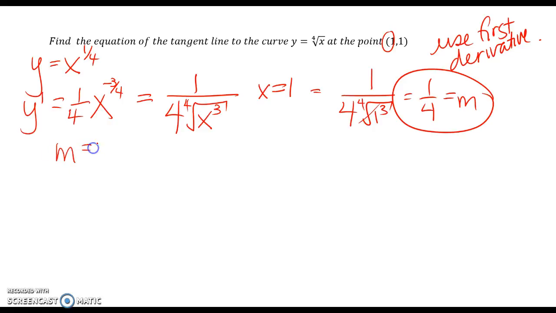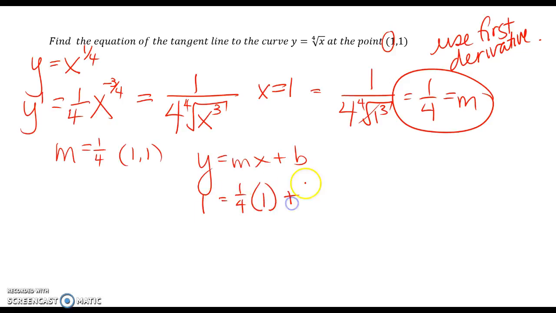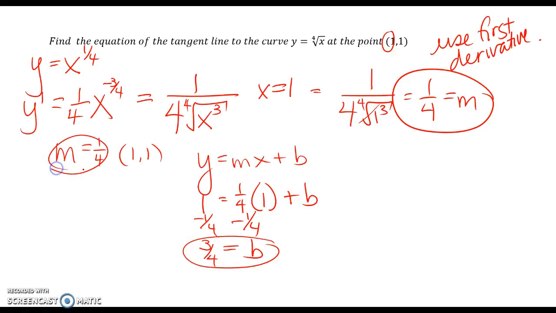So our slope is 1/4, and the point is 1, 1. Go y equals mx plus b. Y is 1, the slope is 1/4, x is 1 plus b. Subtract 1/4 from both sides. b equals 3 over 4. Right? So now we got a b and we have our slope. So y equals 1/4 x plus 3 over 4.